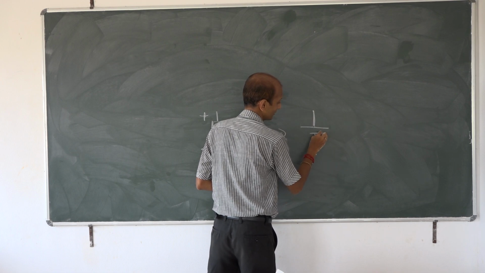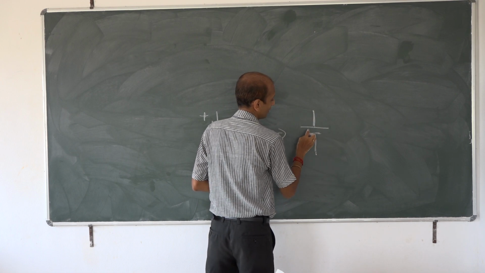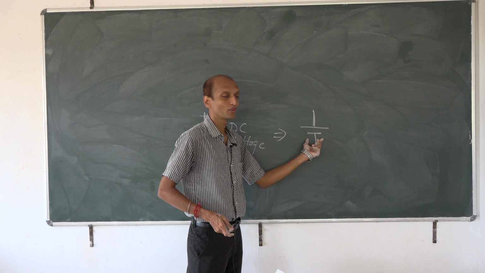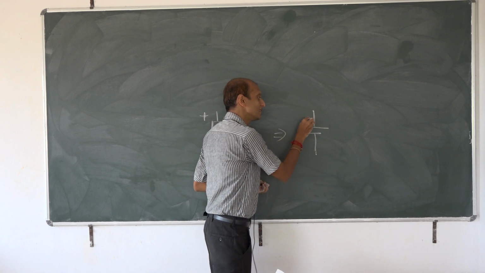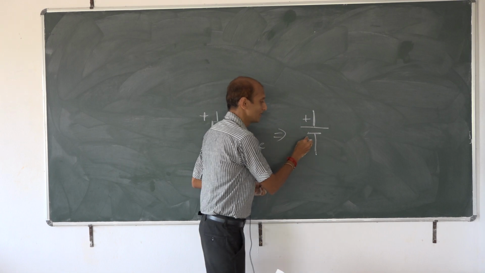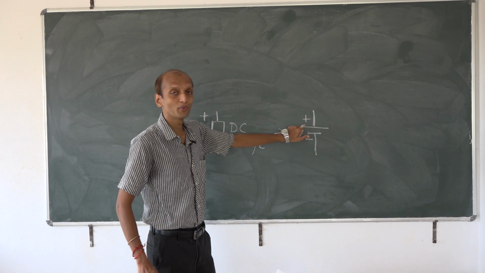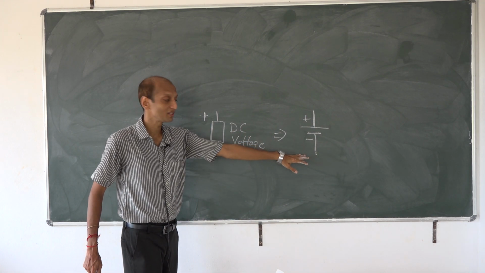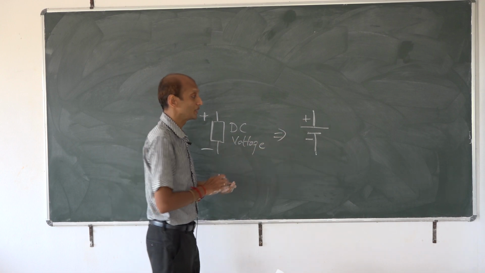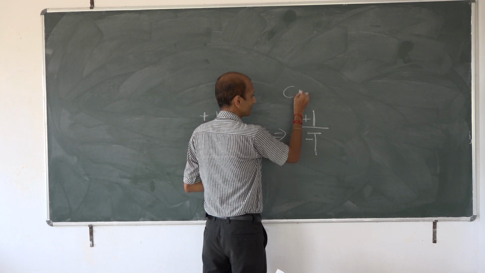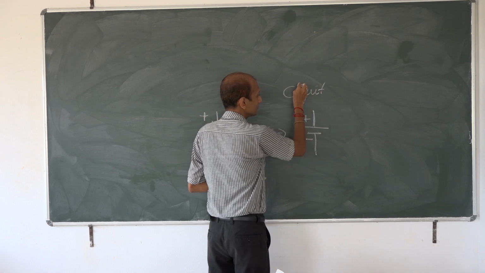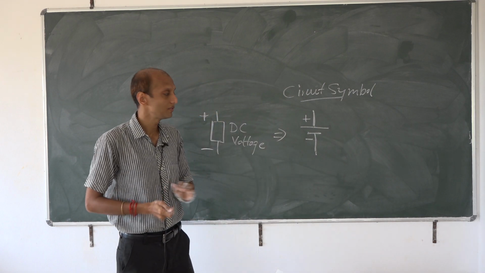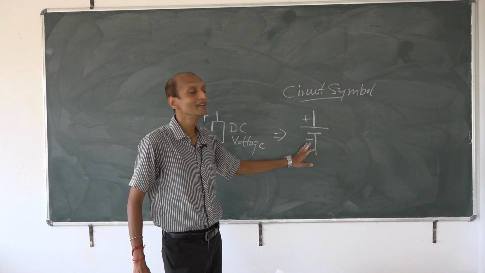What I can write is, we can have two lines, one larger and one smaller. This is the positive potential and this is the negative potential. One is positive potential, another one is negative potential. So this is how the circuit symbol of your DC voltage source will be. This is your circuit symbol.